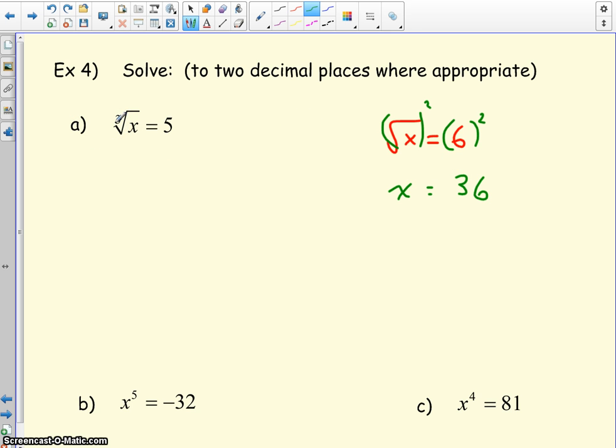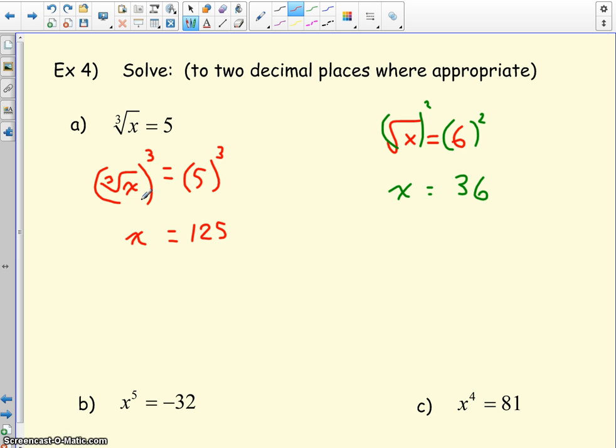Okay, so it's a very similar idea that we're going to use over here, except now we have a cube root of x instead of a square root of x. So how do we get rid of a cube root? Well, we take it to the third power. So if I have the cube root of x here, I'm going to take this all to the power 3. I'm going to do that to the other side of the equation as well. Okay, so 5 cubed becomes 125. Cube root of x all cubed just becomes x, so you get x equals 125.